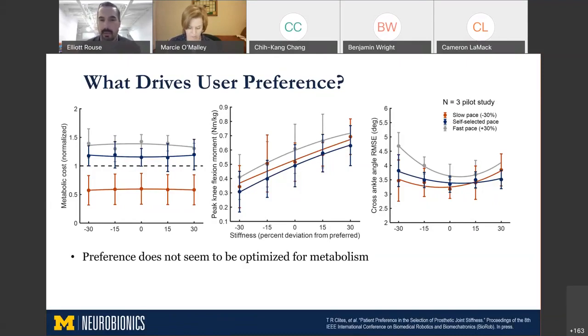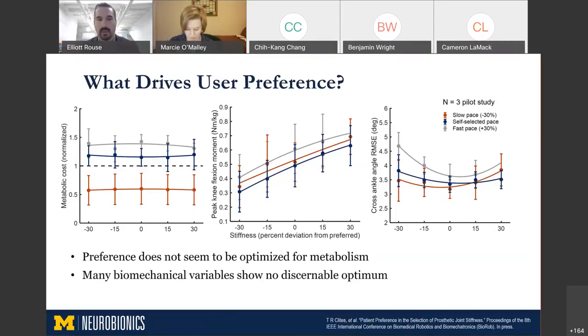In the center plot, we have peak knee flexion moment on the sound side. And what we see here is a linear relationship, which also suggests that nothing is really being optimized here. So if they wanted less or greater knee flexion moment, they would move to one of the extremes, either less stiff or more stiff. So no discernible optimum shown.